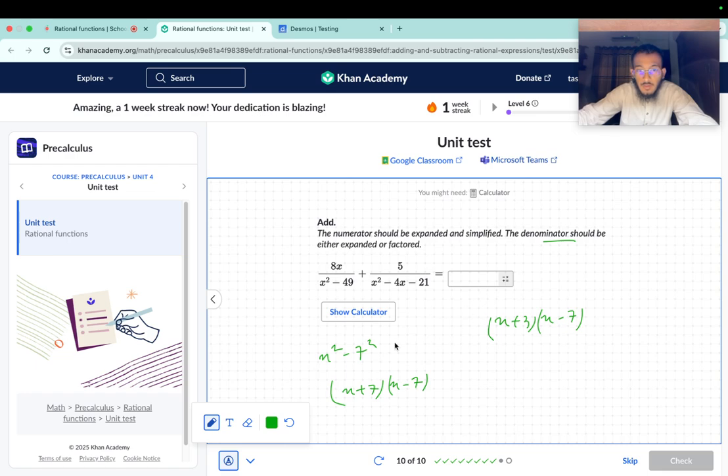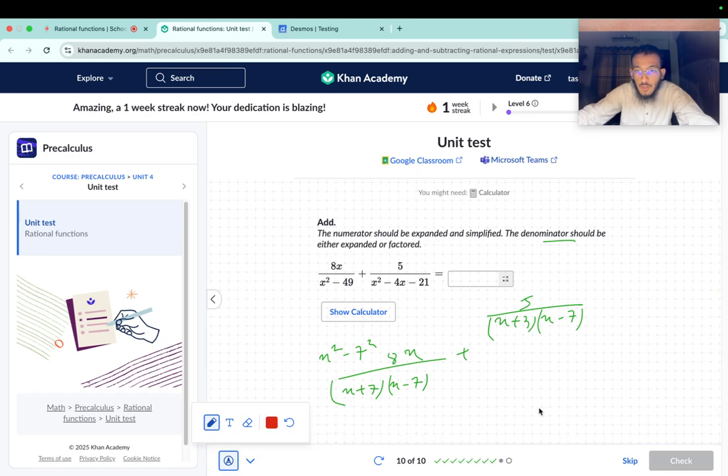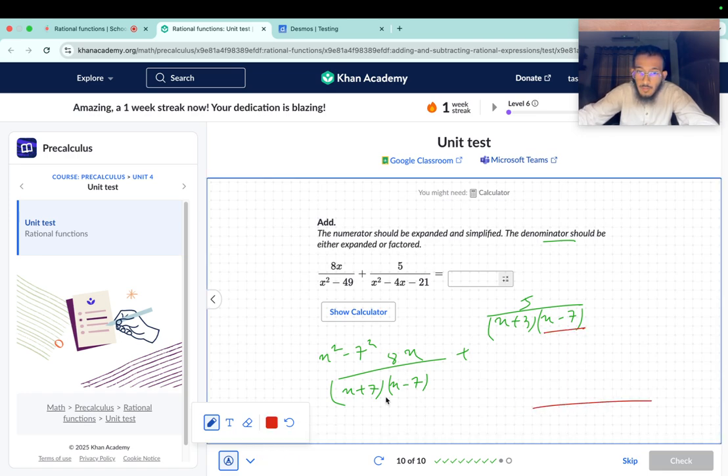So yeah, this thing upon (x squared minus 49) plus this thing upon x squared minus 4x minus 21. First of all, we find the LCM, lowest common multiple, which is x minus 7 once, x plus 3, and x plus 7. For this thing, we have everything except for x plus 3. So 8x times (x plus 3) plus we have everything except for x minus 7, so 5 into (x minus 7). Okay, now the denominator should be either expanded or factorized.